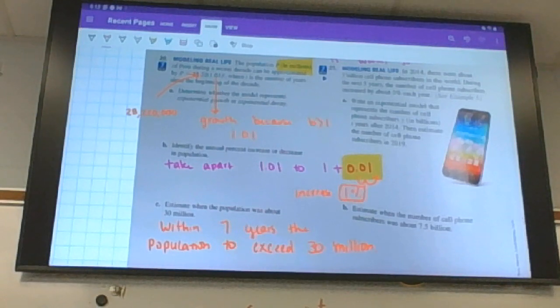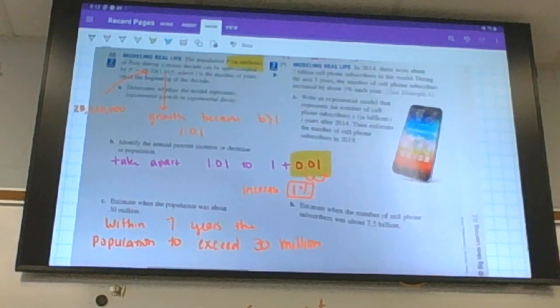All right, 21. In 2014, there were 7 billion cell phone carriers in the world. Isn't that like how many people there are? I think so. 7 billion? Yeah. No, there's 8 billion. 8 billion people. Almost approaching 9. Most people have cell phones.